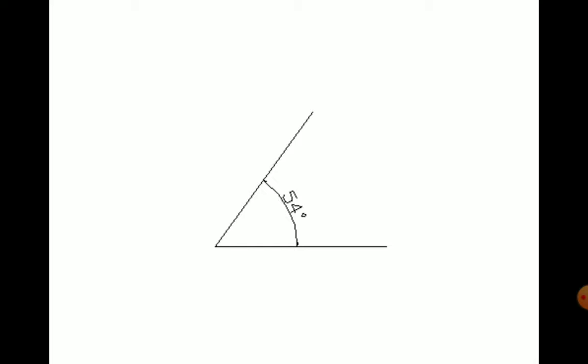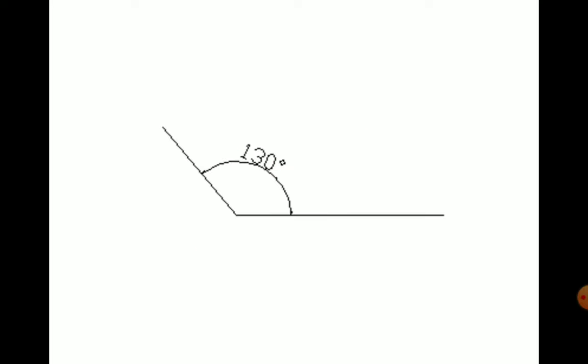So what did you get? The correct answer is acute angle, less than 90 and more than 0. Acute angle, we got it. 1, 2, 3, 4, 5. Obtuse angle, as it is more than 90 and less than 180.